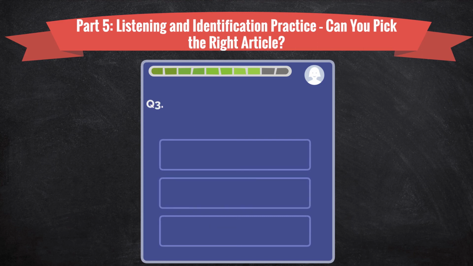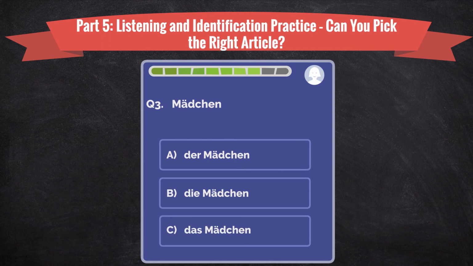Question 3. Mädchen. A. Der Mädchen. B. Die Mädchen. C. Das Mädchen. The correct answer is C. Das Mädchen. Even though we talk about a girl, the word ends with -chen, which is a neuter suffix. That's why the article das is the right one.